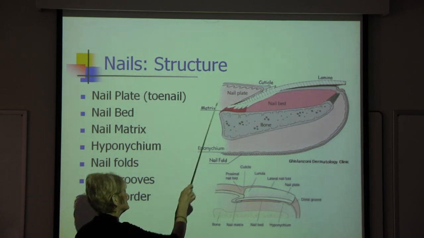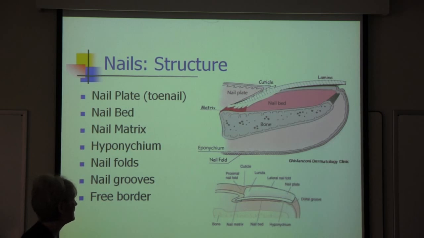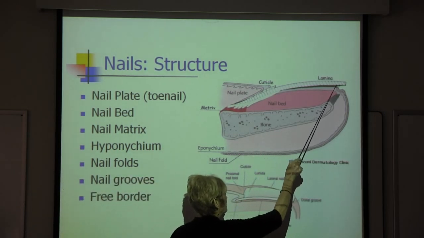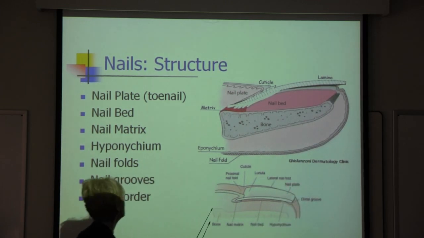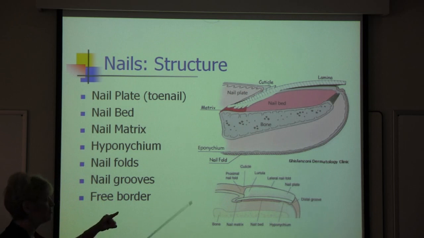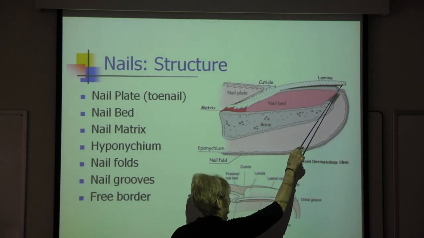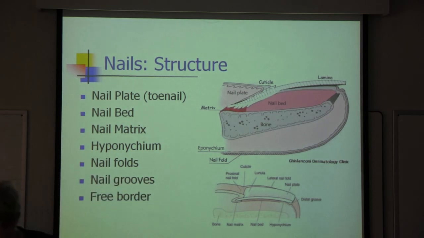Here's the nail matrix. This is where the new nail is produced. The hyponychium is what's commonly known as the quick. It's the dividing point between the attached nail and the free nail. The nail folds are, of course, the skin on either side of the nail. And then the free border is where the nail has separated from the skin and it's safe to cut. So we're going to talk about each of those in a little bit more detail.